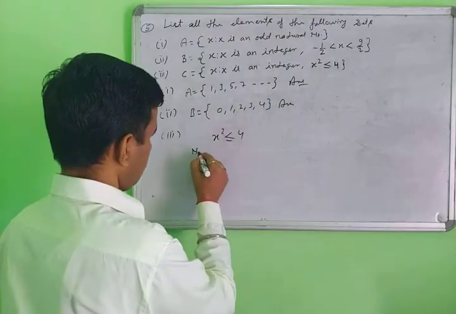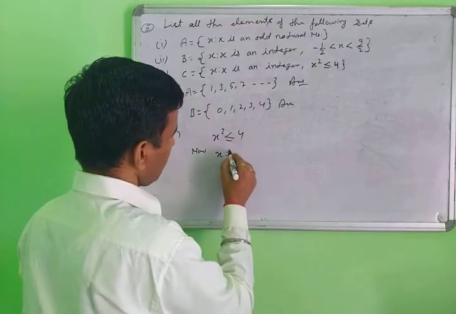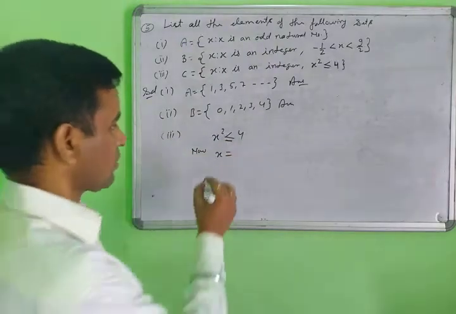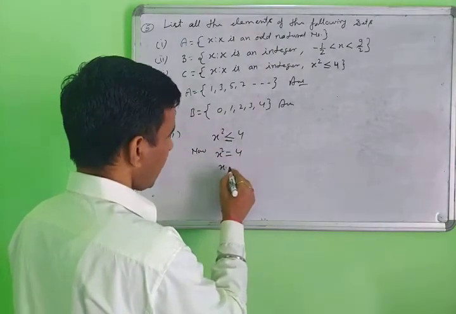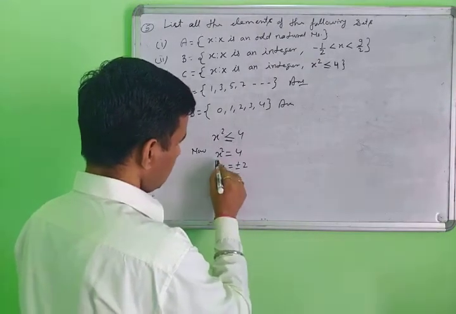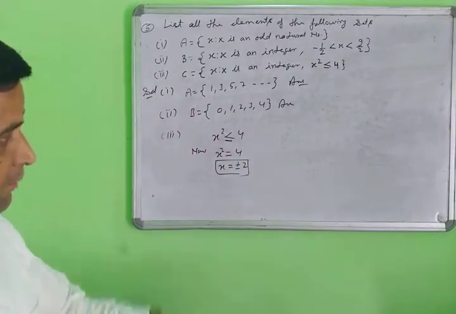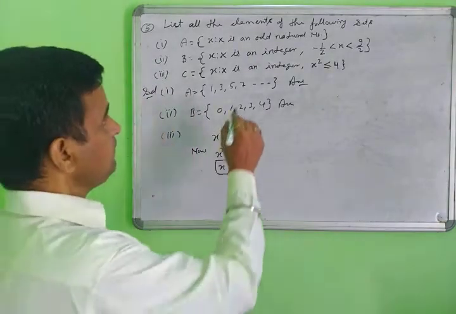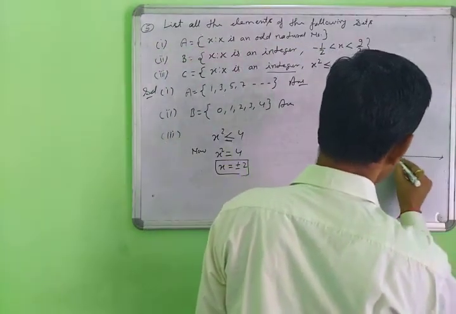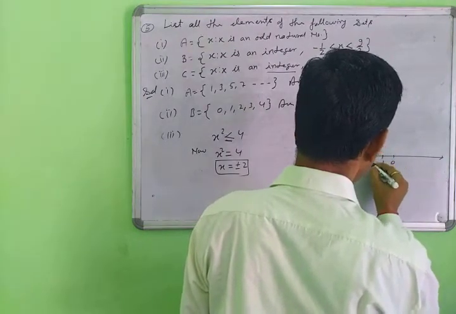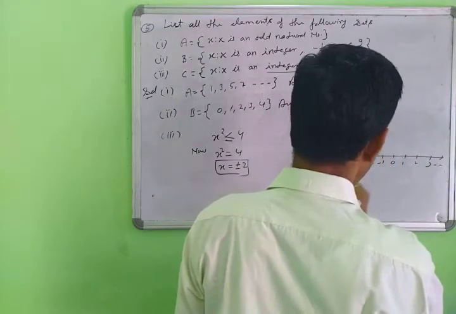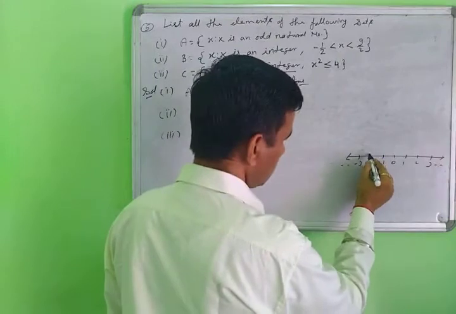Now, in equation form, I am using the equal sign here. Then you write x square equal to 4. Then x equals plus minus 2. The value of x, plus minus 2, means -2 to +2. This is the integer number line: 0, -1, -2, -3, +1, +2 and +3. That means the value of x is from -2 to +2.